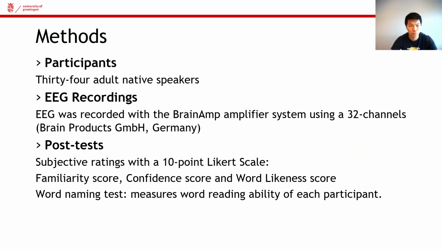With these questions, we recruited 34 adult native speakers, and the EEG activity was recorded while the lexical decision task was made. After the lexical decision task, they had several post-tests, which included subjective ratings on a 10-point Likert scale, covering the familiarity of the item, the confidence of the decision making, as well as the word likeness of the current item.